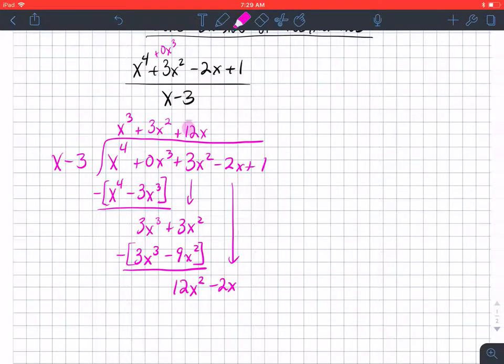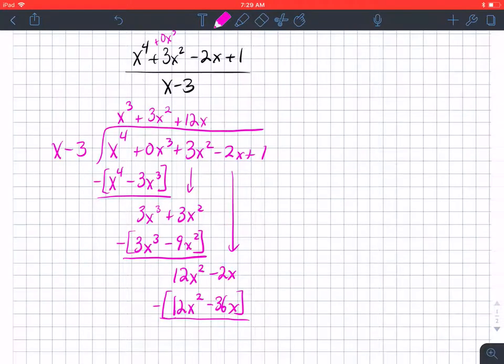And now I multiply 12x times x minus 3. 12x times x is 12x squared. 12x times negative 3 is negative 36x. And I subtract away that quantity. The 12x squared minus 12x squared, that disappears. Then I have a negative 2x plus 36x, which is positive 34x. And then I carry down the 1.